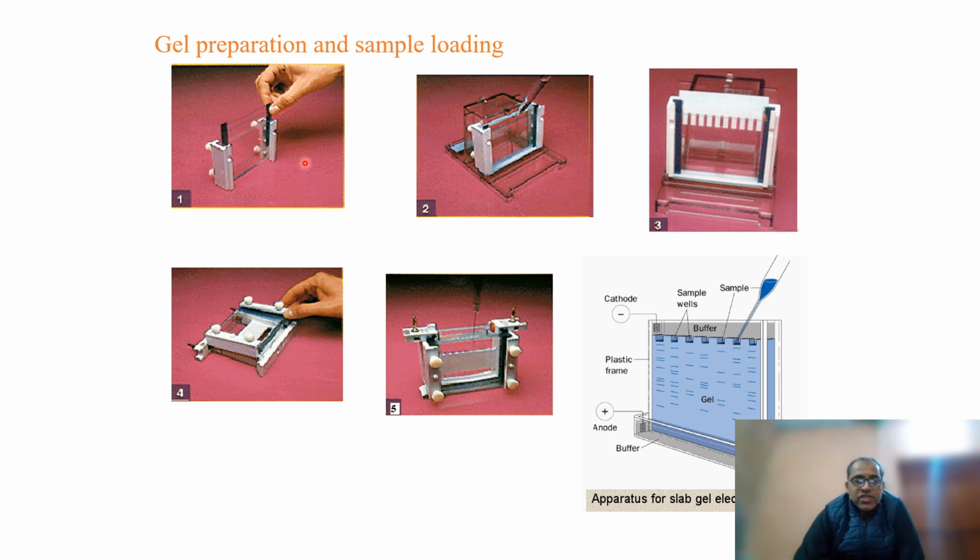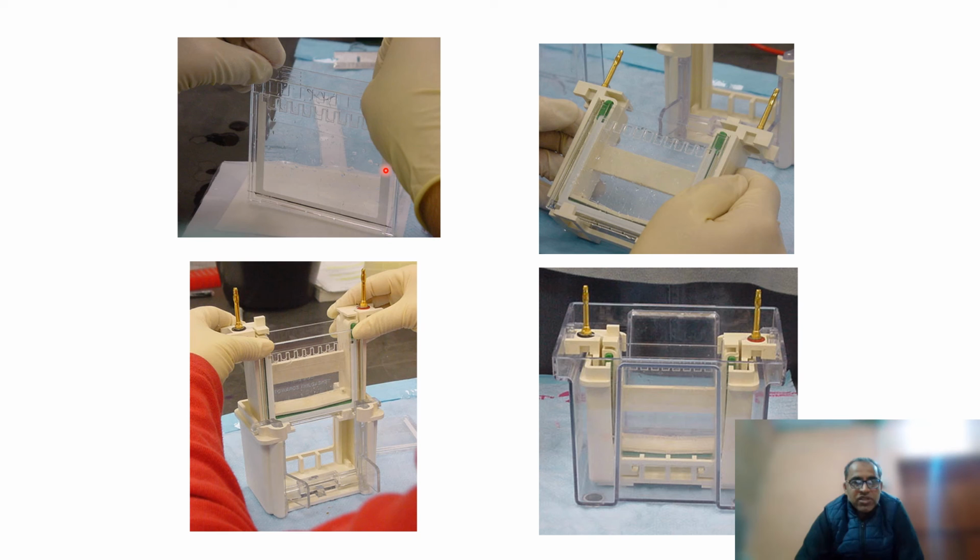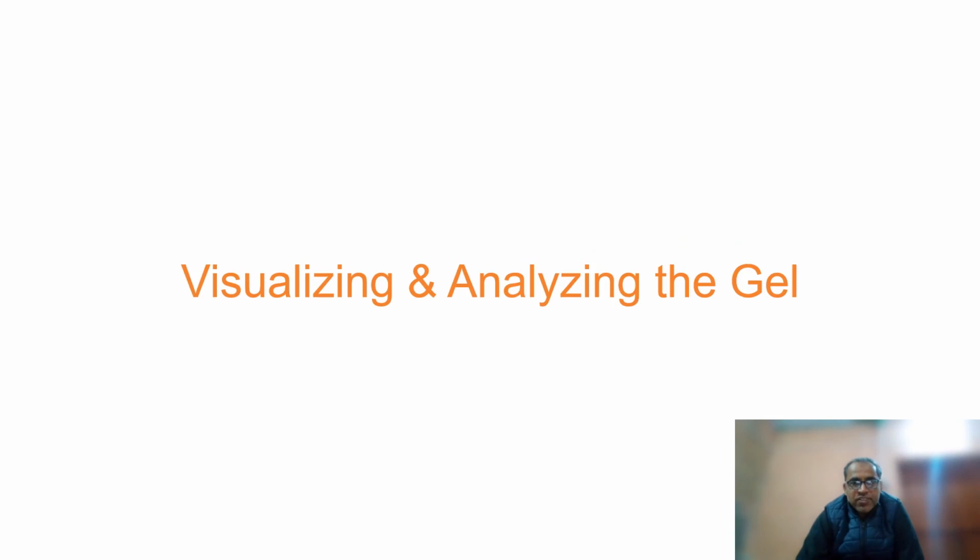Then these plates are shown for preparing the gel, how you can prepare the gel. Here you can see the gel, and then placing the gel in the electrophoresis tank. The gel has been placed in the electrophoresis tank, and there will be two chambers, one outside and the other inside. You will fill both these chambers, and then you will load your samples.